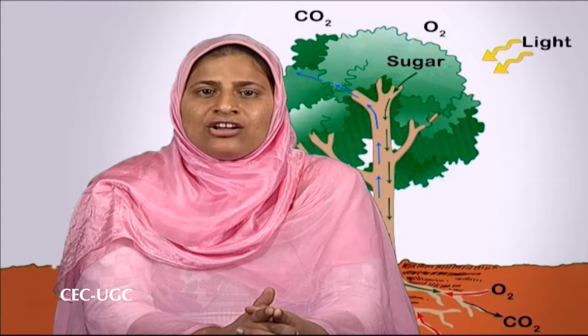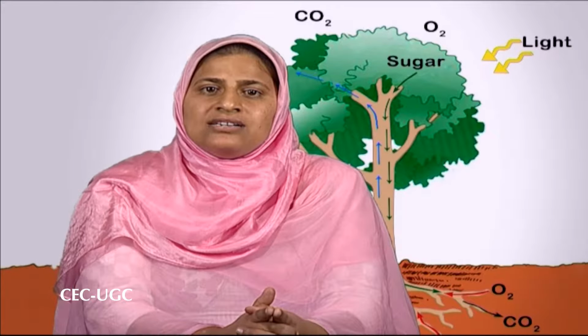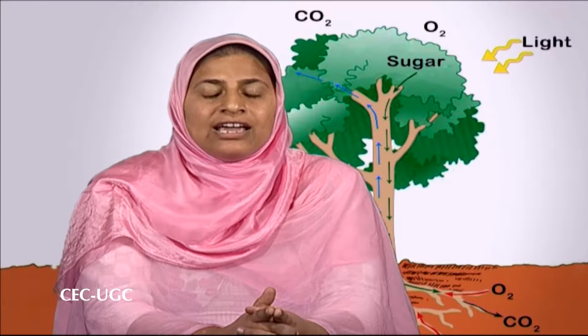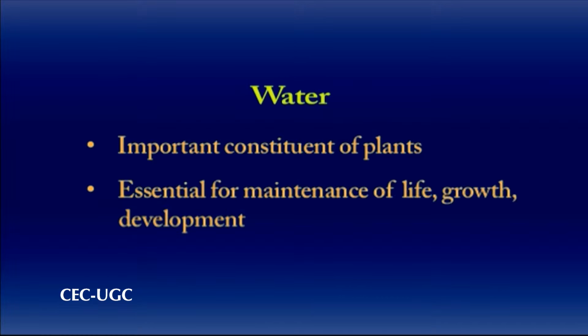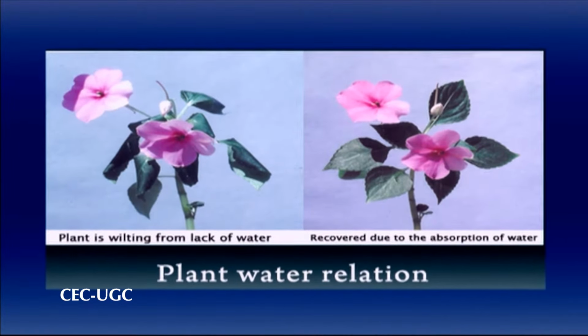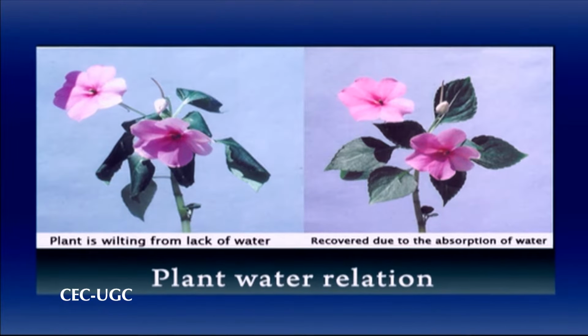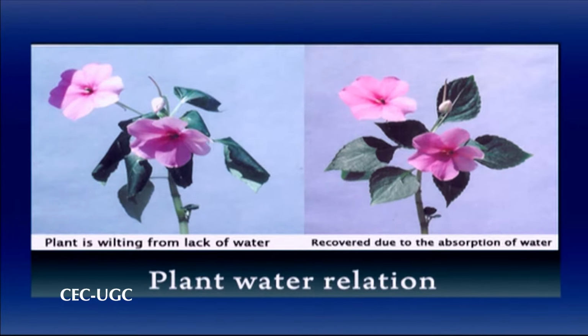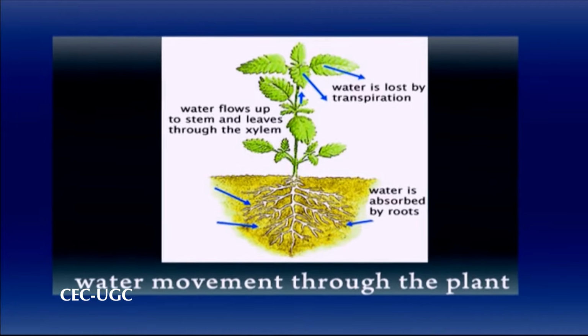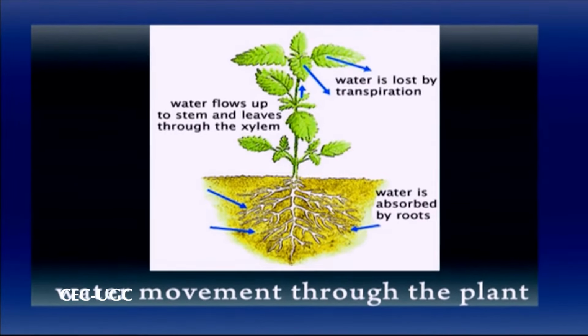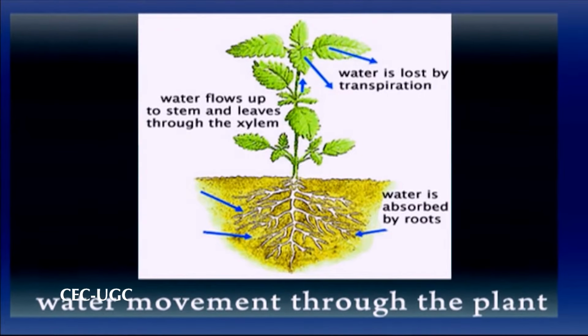As we know, like all other living organisms, plants also need water for life. In fact, water is the most important constituent of plants and is essential for the maintenance of life, growth and development. Plants lose a huge amount of water through transpiration and they have to replenish this lost water to prevent wilting. Water is mainly absorbed by the roots of the plants from the soil, then it moves upwards to different parts and is lost from the aerial parts, especially through the leaves.